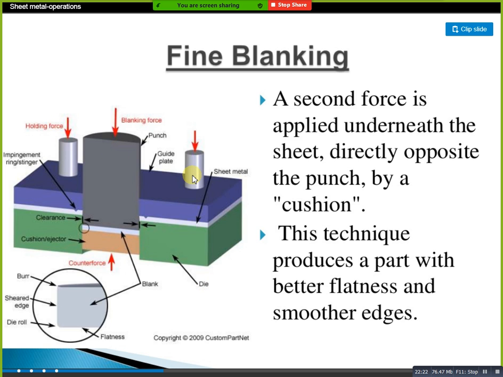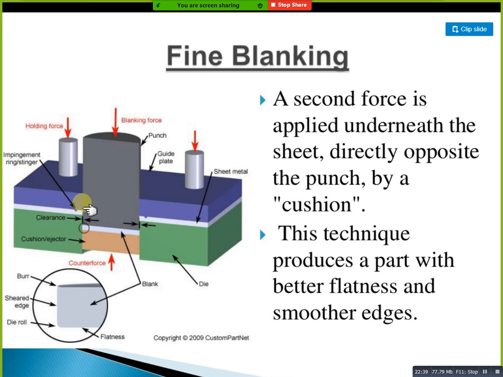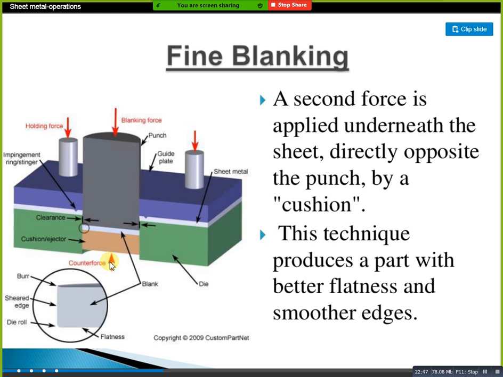Next, this one is punching, guide plate, sheet metal, and the clearance of the punch. How much clearance you need, you can mention in microns. You can mention your clearance and a counter force. This way you automatically get fine blanking. A second force is applied underneath the sheet directly opposite the punch by a cushion. This technique produces a part with better flatness and smoother edges.